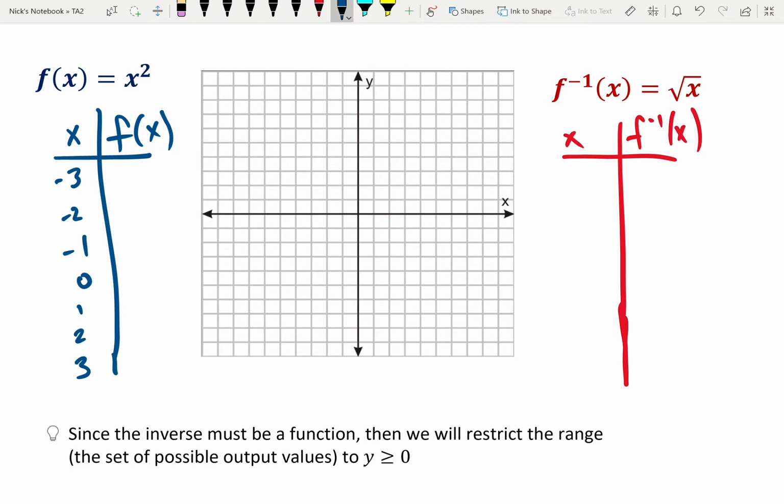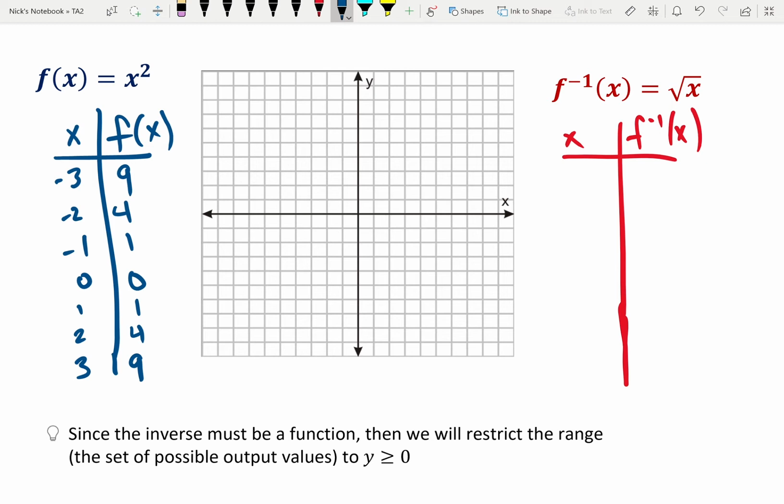We do -3 squared. -3 times -3 is 9. And we can do that all the way down. We get 4, 1, 0, 1. And so you'll see that'll repeat the values now. So we have 4 and 9 here. All right, I'm going to graph these points as ordered pairs. So we have -3, 9.